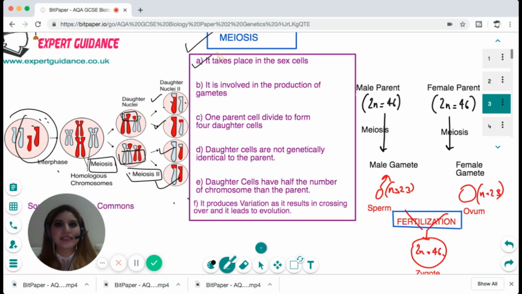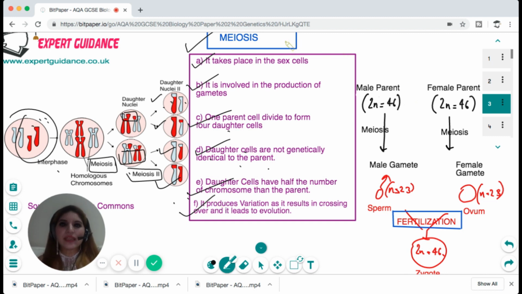It takes place in the sex cells and is involved in the production of gametes. One parent cell divides to form four daughter cells, and the daughter cells are not genetically identical to the parent. The daughter cells have half the number of chromosomes of the parent. It produces variation as it results in crossing over, and leads to evolution. Okay, so I hope this concept of meiosis is clear to you.